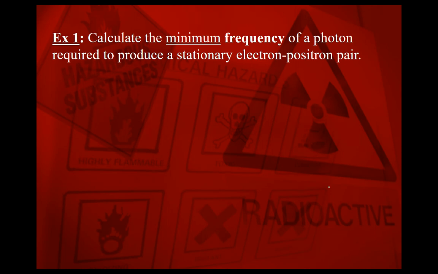Okay, quick example. I've said, calculate the minimum frequency of a photon required to produce a stationary electron-positron pair. Okay, so we're producing an electron-positron pair. So that is pair production.